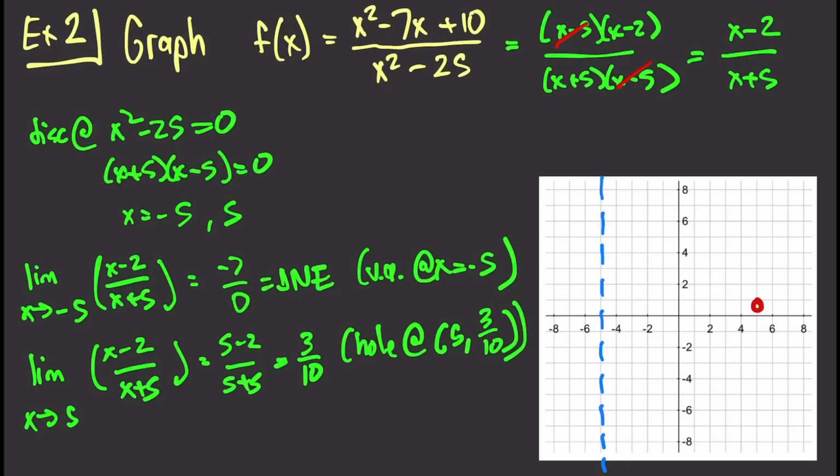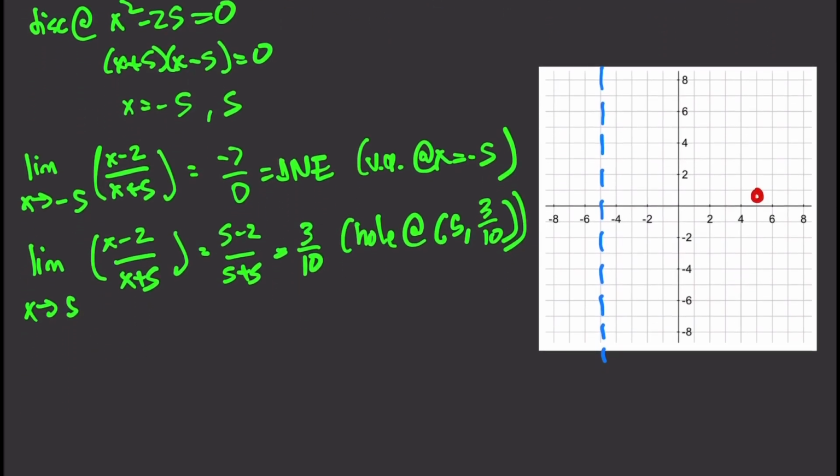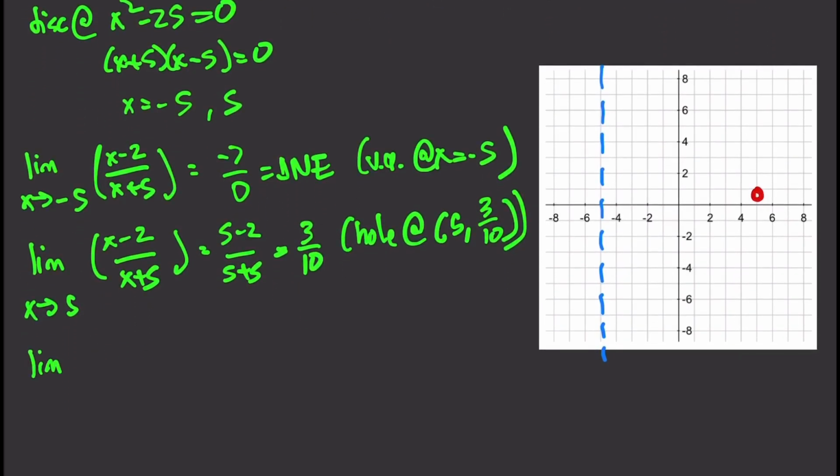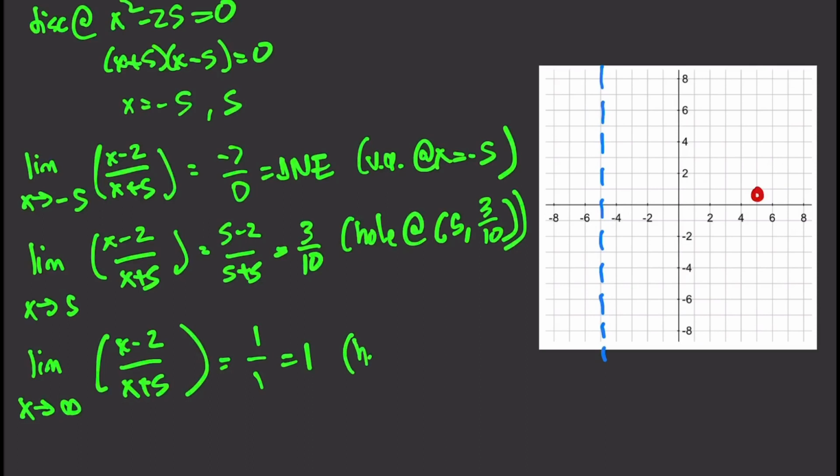Okay, so now what I'm going to do is I'm going to take my limit to infinity. Limit as x approaches infinity of my simplified expression. So I'm looking for greatest exponents. Both have a degree of 1, so it's going to be the ratio of these coefficients, 1 over 1. And limits to infinity mean we have a horizontal asymptote at y equals 1. Okay, so y equals 1.